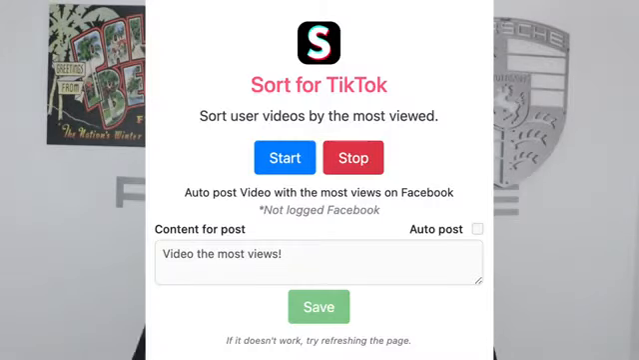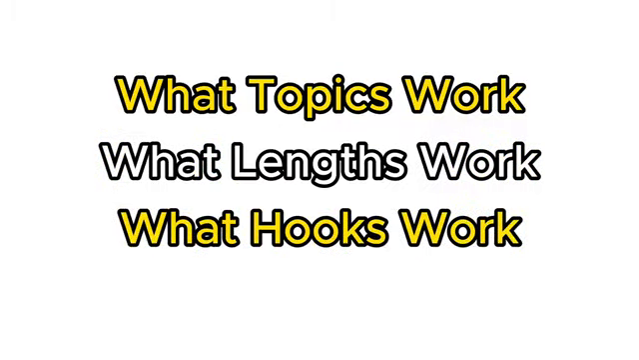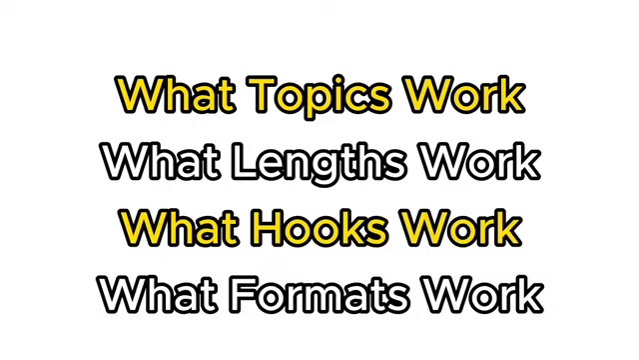The first one, find some competitors within your niche, and then use Sort for TikTok, the Chrome extension, to be able to sort through your competitors' TikToks. You're going to be able to sort by the most views to the lowest views, and this is going to reveal to you exactly what topics are working, what lengths are working, and even what hooks they're using in their content and what formats. And if you're not putting those 4 things into your content, you're putting yourself at a huge disadvantage.